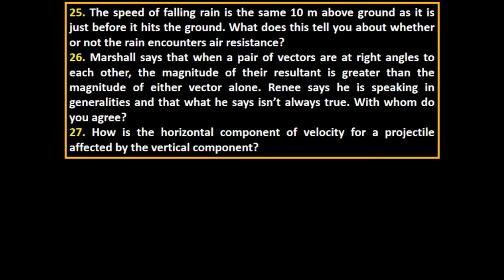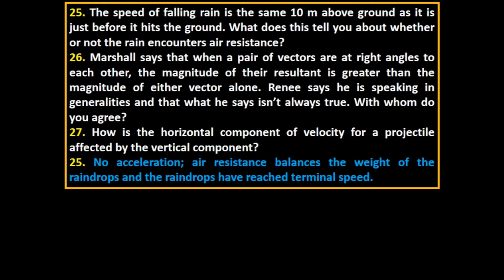The speed of falling rain is the same 10 meters above the ground as it is just before it hits the ground. What does this tell you about whether or not the rain encounters air resistance? No acceleration. Air resistance balances the weight of the raindrops, and the raindrops have reached terminal speed. They have reached terminal speed.